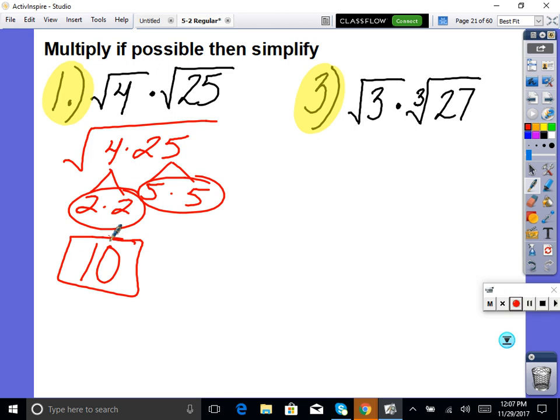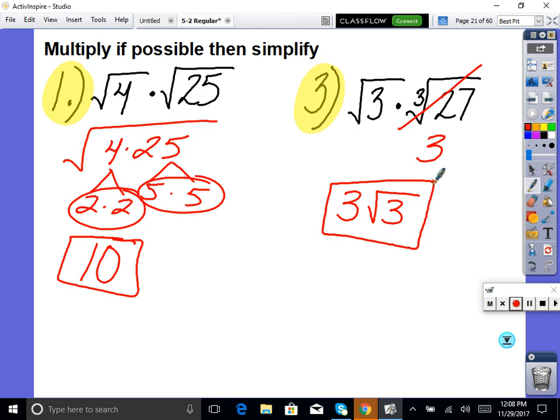All right, number 3. So looking at this, it's not the same radical, and it's not the same base. So technically, we maybe can, maybe can't. Now here's the trick. Doesn't this simplify? That is 3. Now look, 3 times the square root of 3 is literally 3 root 3, correct? Okay, next one.